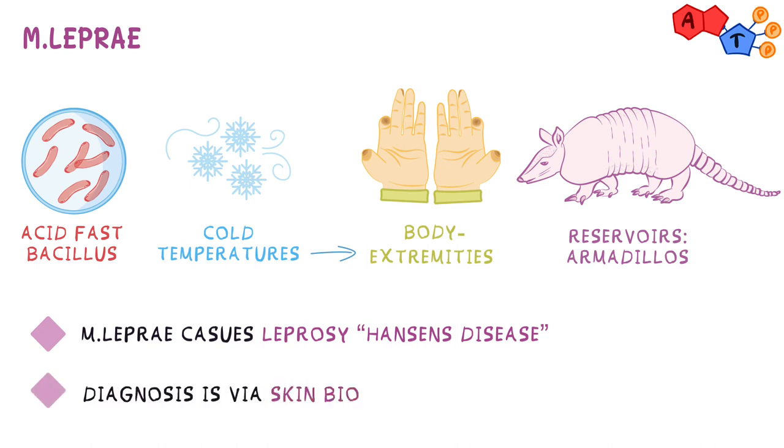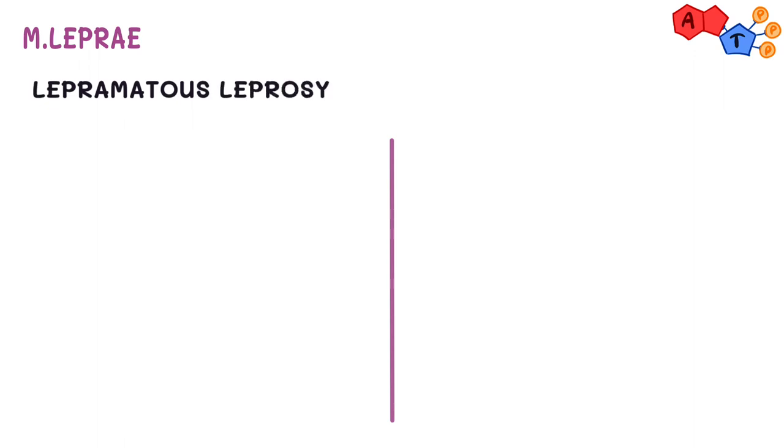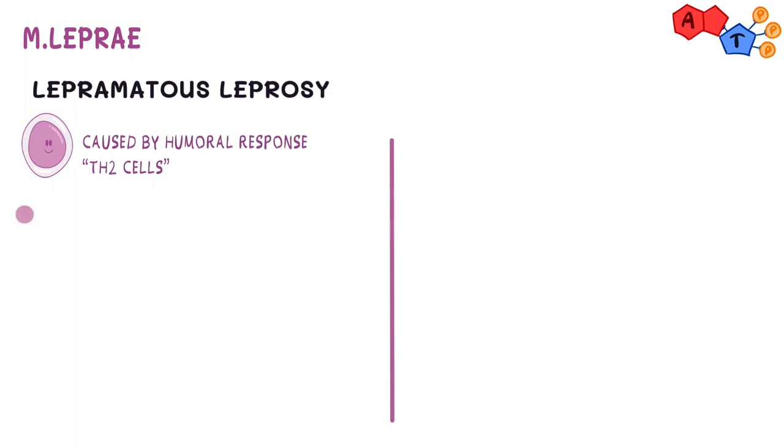Diagnosis is usually via skin biopsy or tissue PCR. PCR stands for polymerase chain reaction. It can present clinically in two ways. Lepromatous leprosy. This is caused by humoral response promoted by the Th2 cells. This presentation has a high chance of human-to-human transmission.